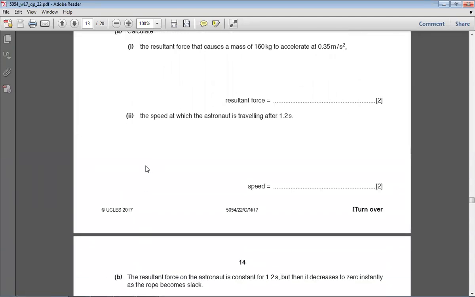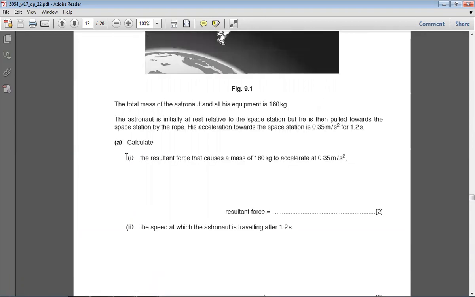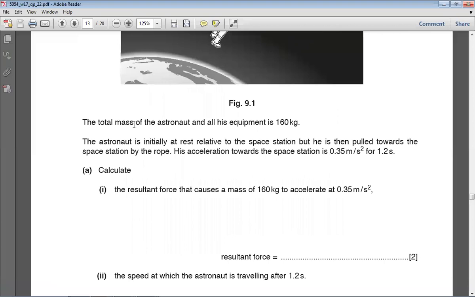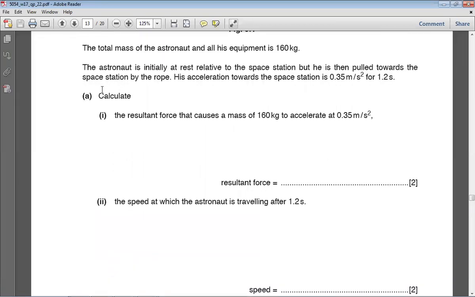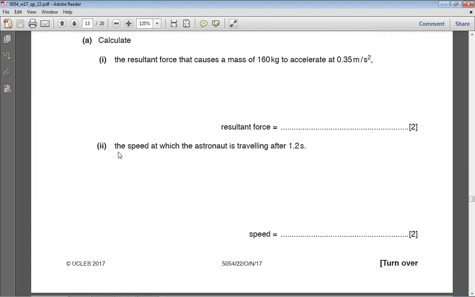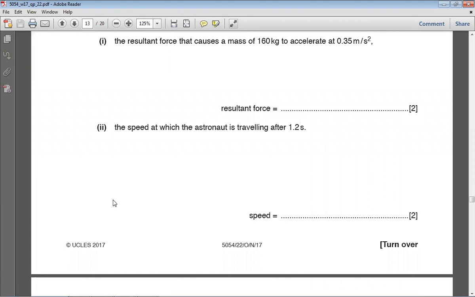The second part is the speed at which the astronaut is traveling after 1.2 seconds. It's a 2-mark numerical. The astronaut is initially at rest, so the initial velocity is 0. The acceleration is 0.35 meter per second square. And what will be his final velocity after 1.2 seconds?